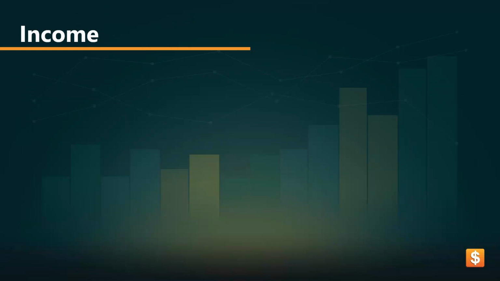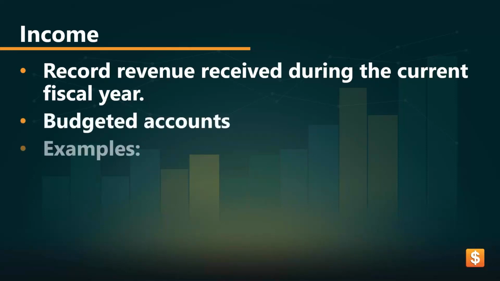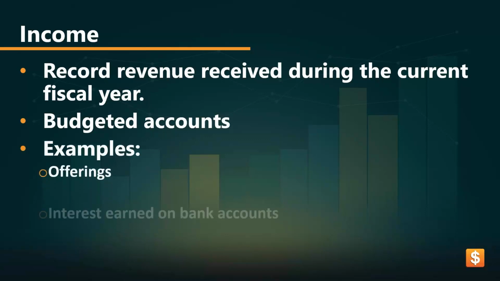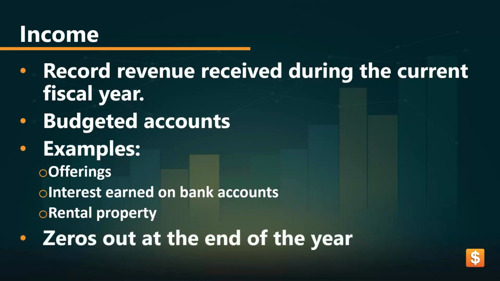So I did mention we do have the income accounts, and that's the first of the two tracking accounts, where you record the revenue received within the current fiscal year. They can be budgeted if you need to, and examples include offerings and interest earned on your bank account. If you have any rental property, that would be a source of income, and you could always have that as a budget, as an expected revenue. It would continue throughout the year until the end of the year when you close out that fiscal year. It will go ahead and zero out and just start again with the new fiscal year.